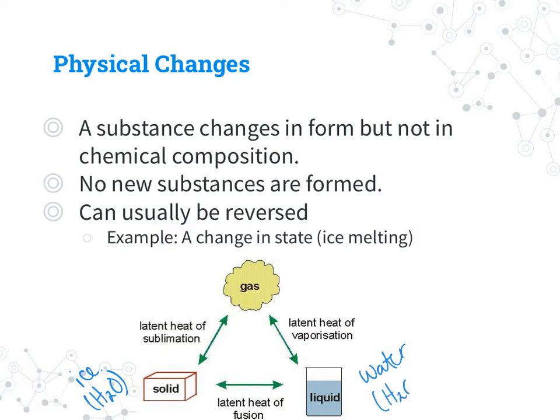It's still H2O. Water vapor is, of course, still H2O. So no matter what state we look at, we still have the same chemical composition. The ratio of hydrogens to oxygens has not changed throughout any of this. So no new substance was formed, and it can be reversed. We can turn water vapor back into water and water into ice.